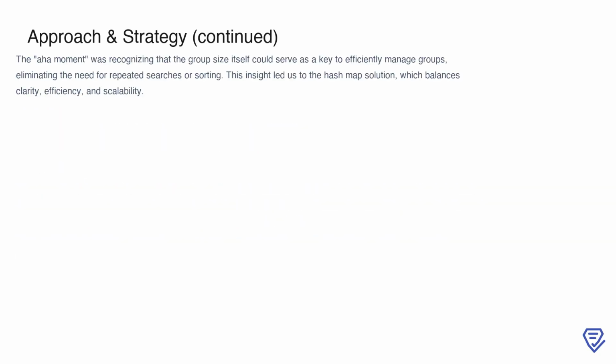The breakthrough in our chosen strategy came from recognizing that the group size itself could serve as a key to efficiently manage groupings. This insight eliminated the need for repetitive searches in the brute force method and avoided the overhead of sorting in the alternative approach. By directly leveraging a hash map, we achieved a solution that is both efficient and scalable, with linear time complexity and manageable space usage. This balance of clarity and performance makes the hash map approach the optimal choice for solving this problem, especially when dealing with large datasets. It's a concise and intuitive strategy that not only simplifies implementation but also ensures robust performance under constraints.